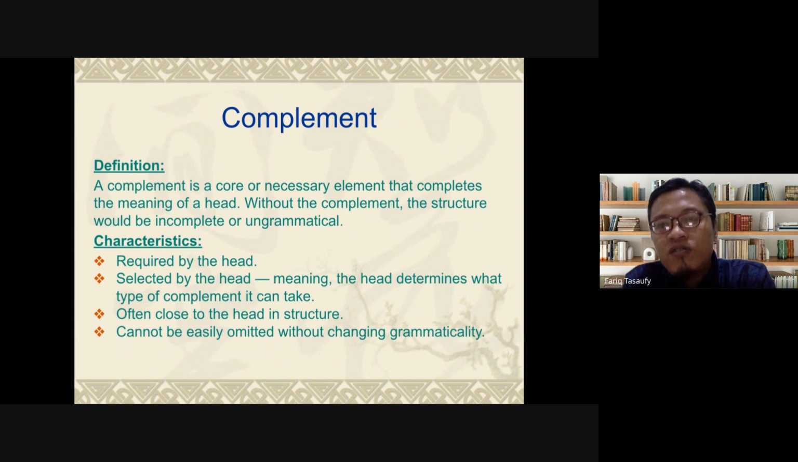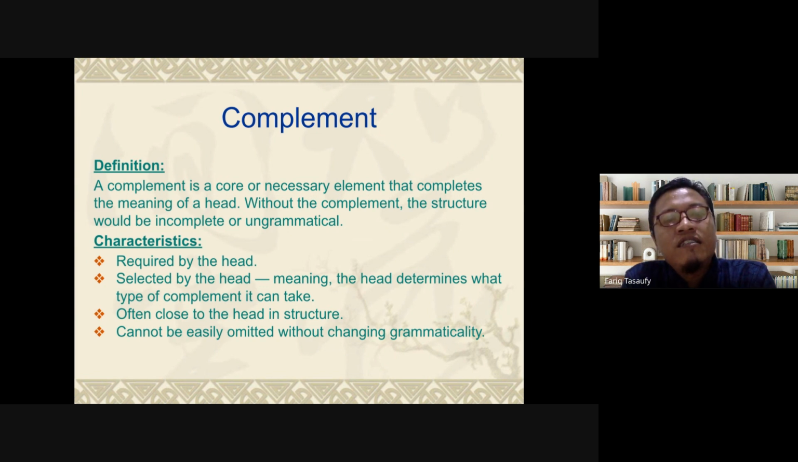We know that the head in the phrase structure can be a single unit, but the complement is the necessary element for the head. Head refers to the subject and the verb, the minimal unit of a clause. So without the complement, the structure or the clause would be incomplete or ungrammatical. So the characteristics of the complement are required by the head. So it is a must. So it is like an obligatory element which has to be there after the subject and the verb are constructed.